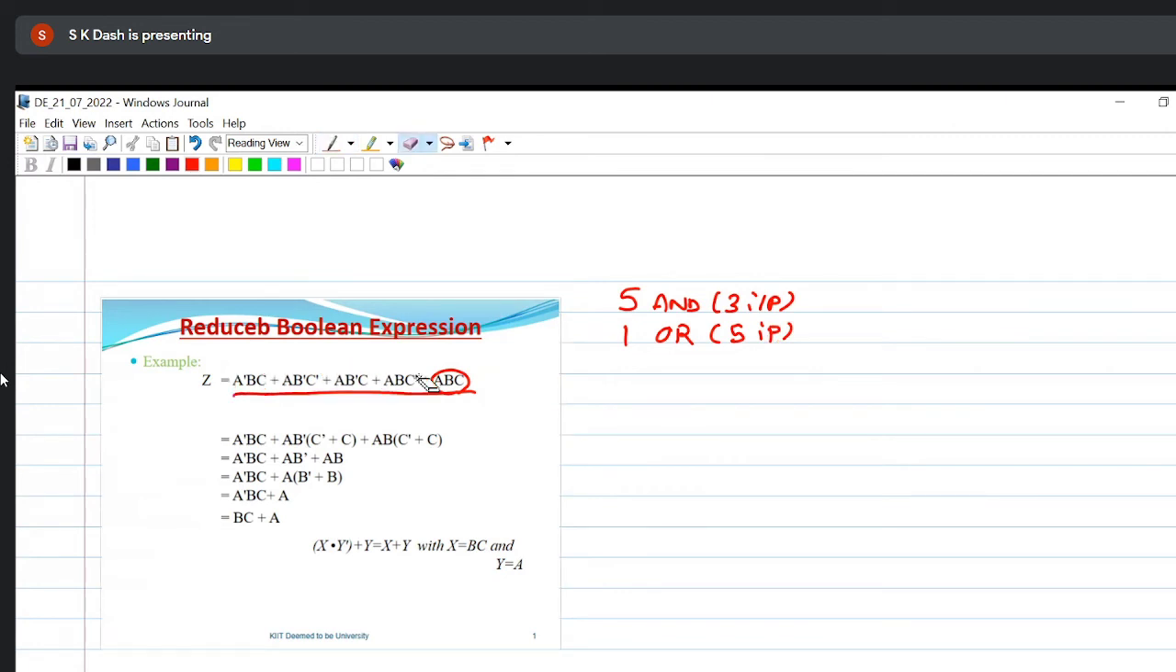Apart from this, I also require NOT gates. A bar, B bar, C bar are required. So 3 NOT gates are required. Okay, so we'll see if we can reduce this or not. Now, observe this. How many NOT gates? Sir, A bar, B bar, C bar.